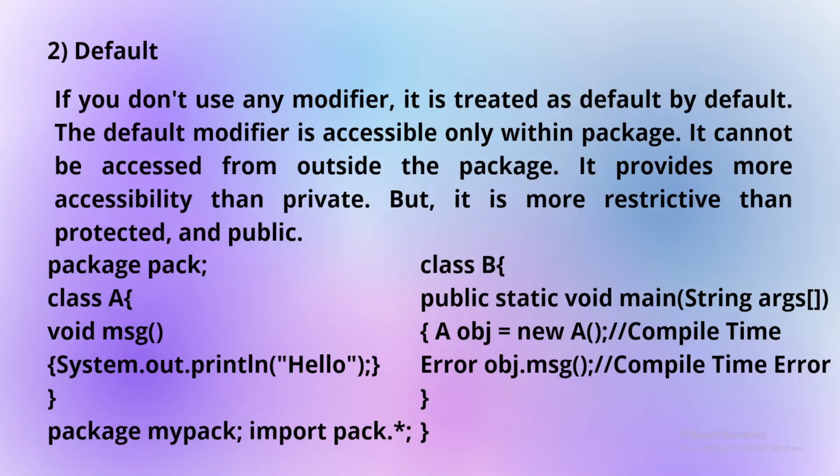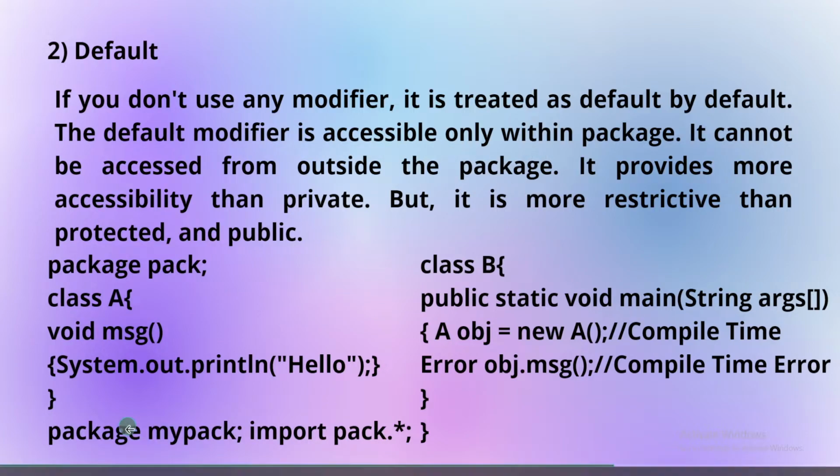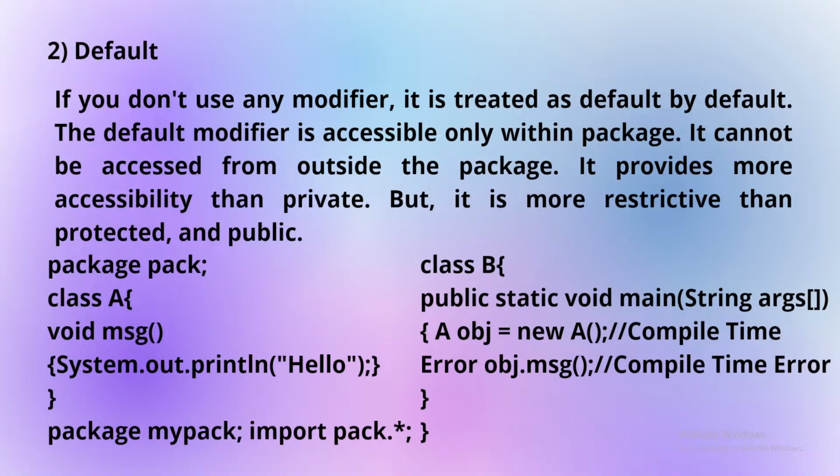Now you have class B, public static void main, and I have created an A object there. Now, why is it going to give me an error when I create the object? Because the default modifier is accessible only within the package, but here we have created an entirely different package. So since it is a different package, it is not going to give you the output, and it is going to give you the compile time error.